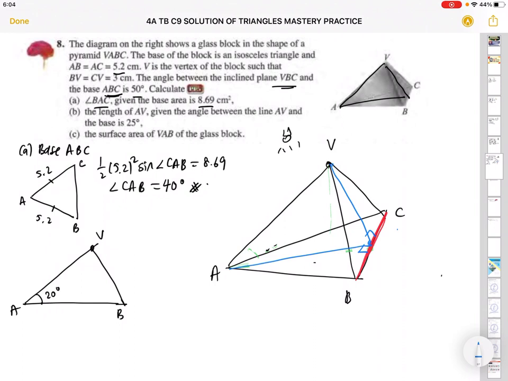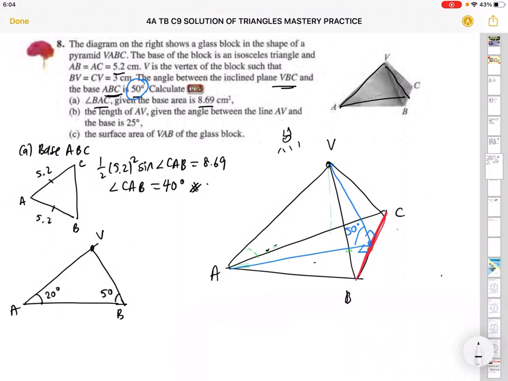Number three, if I take this plane VBC and plane ABC and just close them together, the two blue lines will overlap. The angle made by these two blue lines is here, 50, right? So I'm going to draw and label 50 here. All right, so up to here.